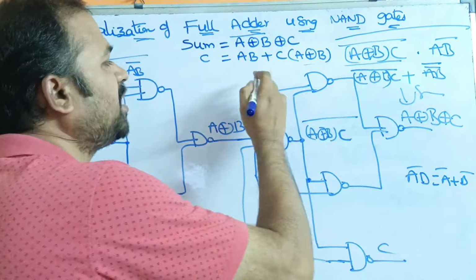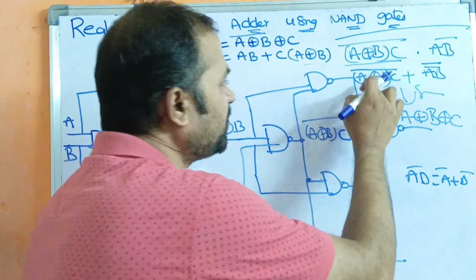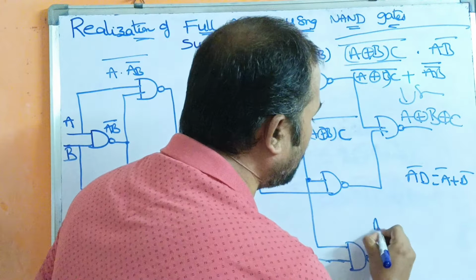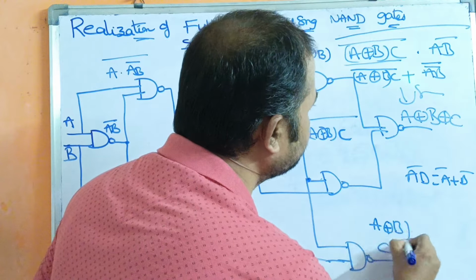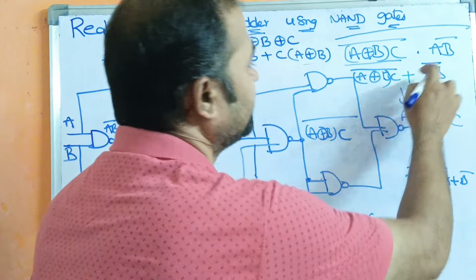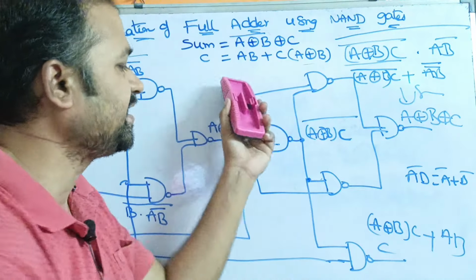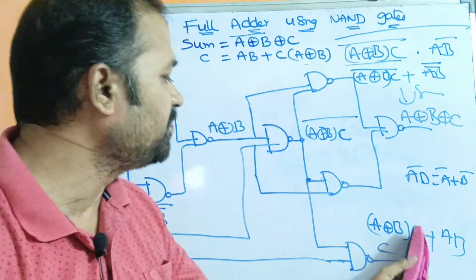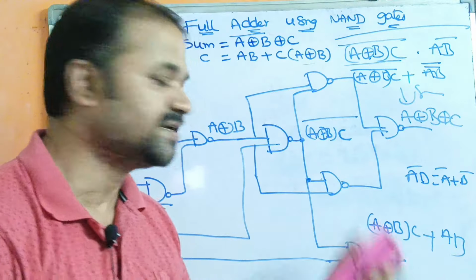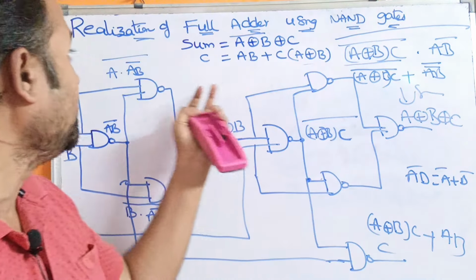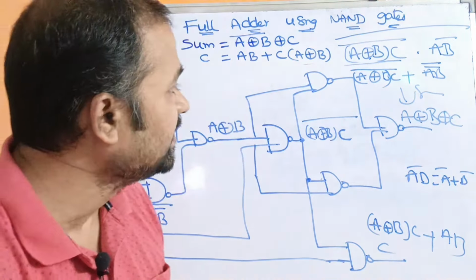Okay. So A bar whole bar is equal to A. So it will produce A exclusive OR B into C plus AB bar whole bar, which is nothing but AB. So this is nothing but our carry: AB plus A exclusive OR B into C. So in this way, we can implement a full adder using the NAND gates.